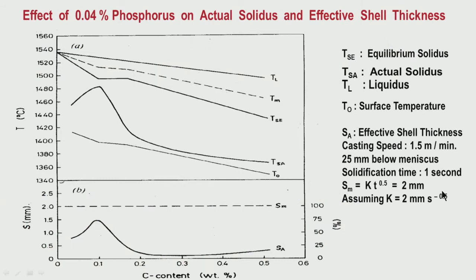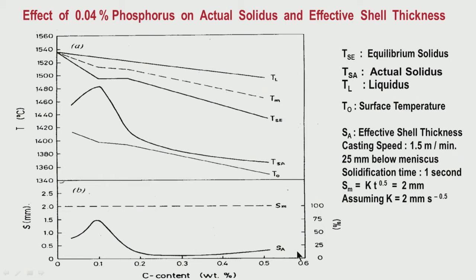So, I have also mentioned some calculated values shown here for a particular level of phosphorus as 0.4. If 0.4% phosphorus is present in steel, then how this amount of phosphorus affects the actual solidus and the effective shell thickness, how it is reduced, is shown in this figure.